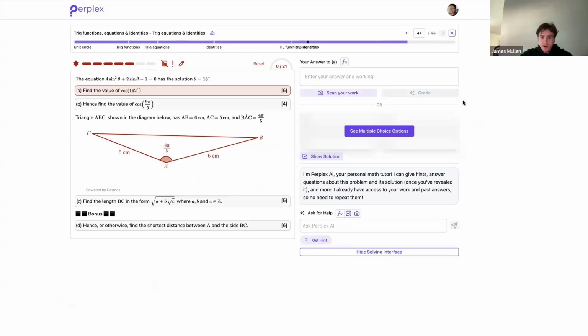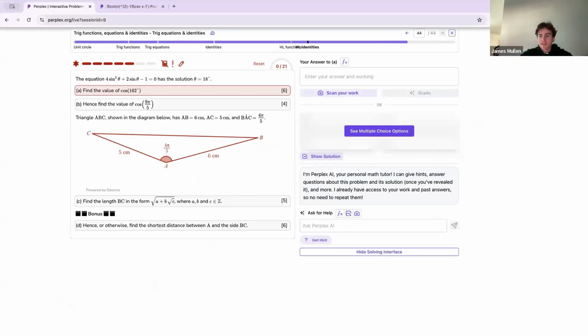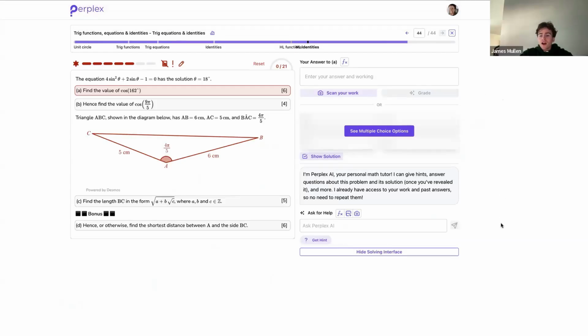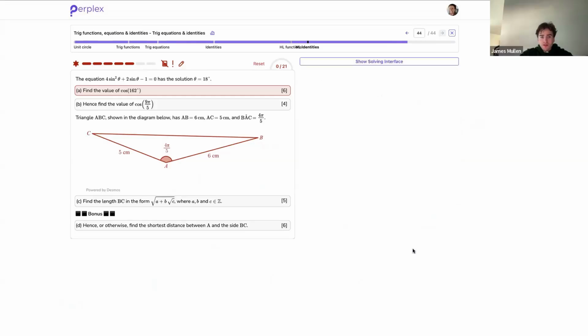Okay, this is the last question of the day. It's a question that combines triangle rules, so in this case, the cosine rule, but also trig identities. Okay. So we are told that the equation 4 sin squared theta plus 2 sin theta minus 1 has a solution theta is equal to 18 degrees. And we want to find the value of cos of 162 degrees.